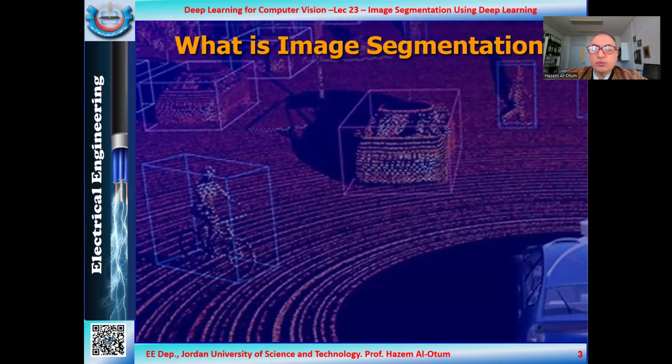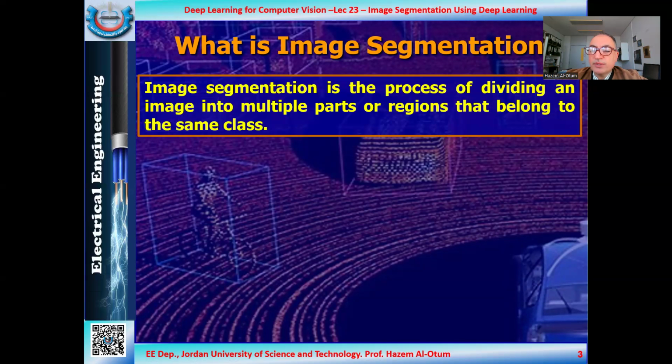So what is image segmentation? What is the meaning of image segmentation? In fact, image segmentation is a process or a procedure where we can divide the input image into regions, or let's say segments, to different multiple parts or regions that belong to the same class. So we can say that this image contains 3-4 classes or segments, or regions that belong to a specific class based on some specific features.